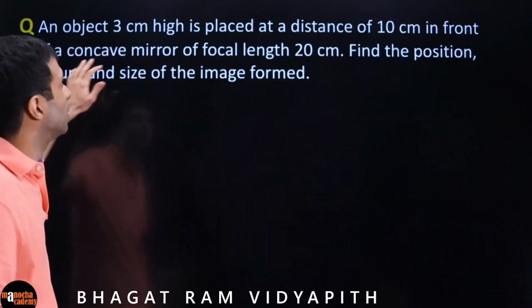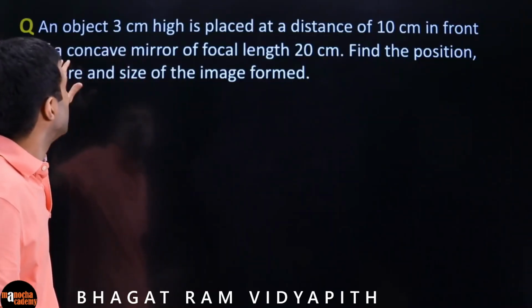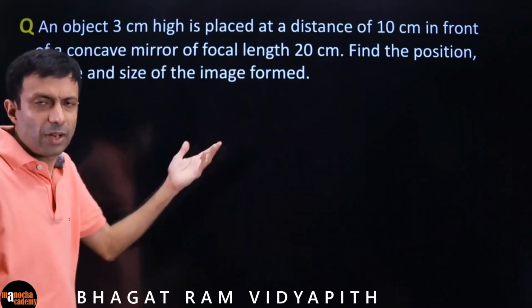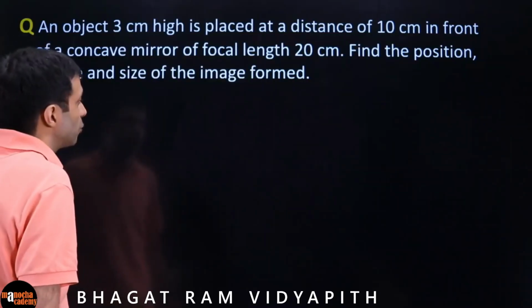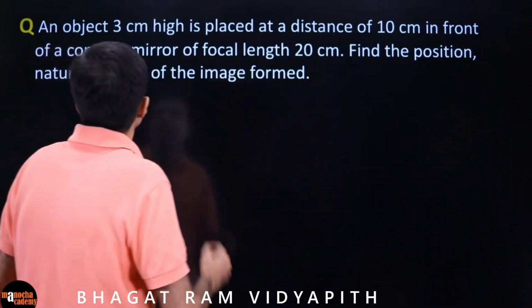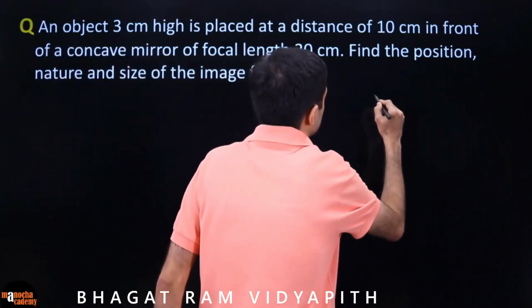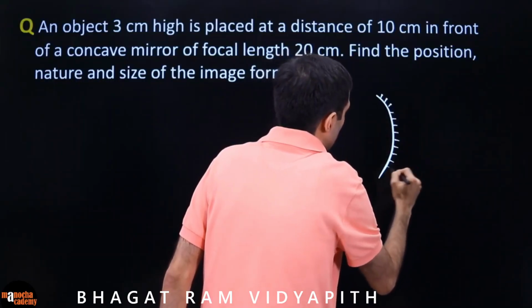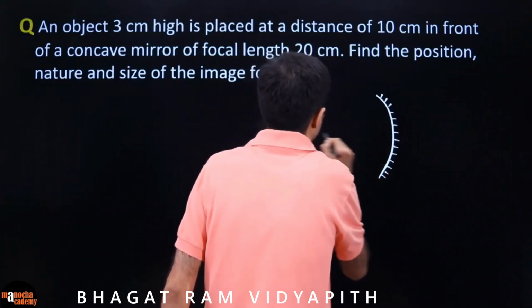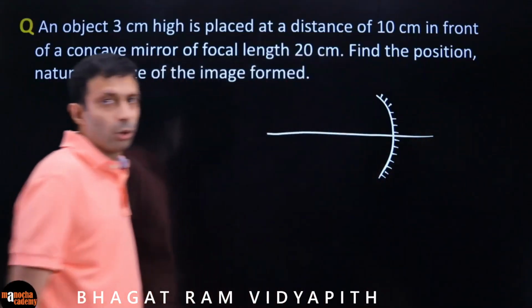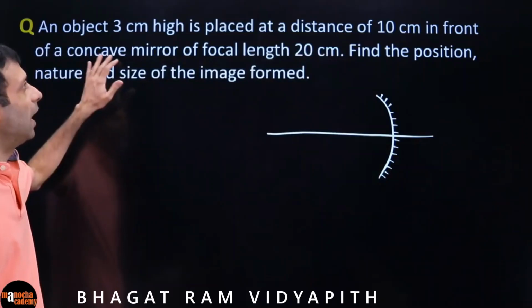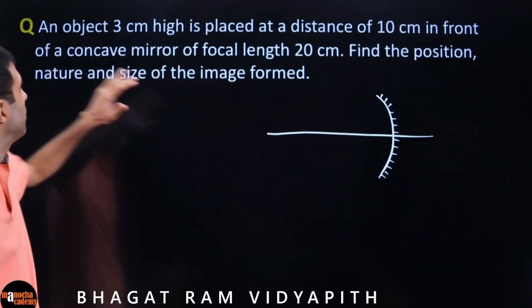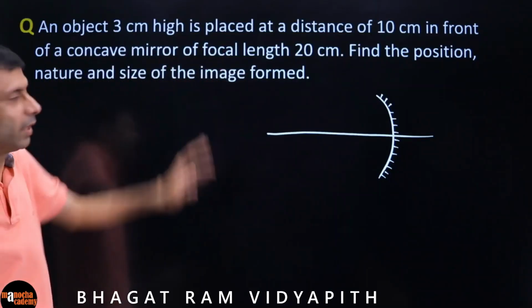Okay, so what is the thing given here? Let's look at the data. It says there's a concave mirror, some things are given. So let's draw a rough diagram. Again, it's rough. So let's go ahead and do a rough diagram here. We have been told there's a concave mirror, and an object 3 centimeters high is placed at a distance 10 centimeters in front of a concave mirror, focal length 20 centimeters.